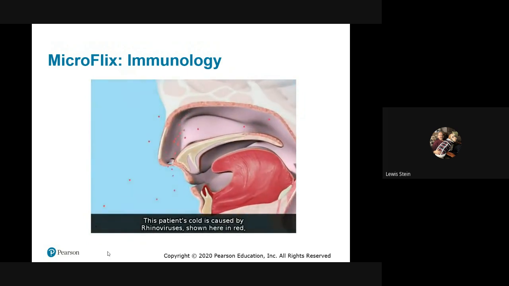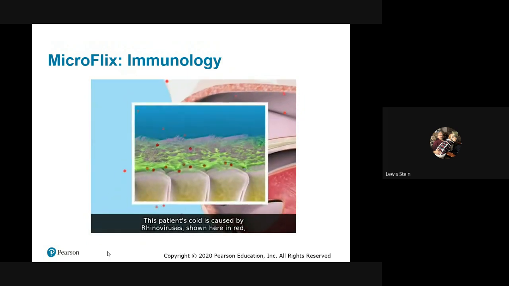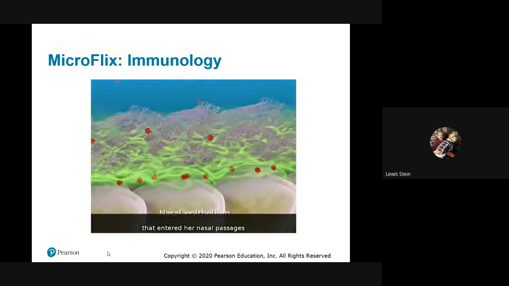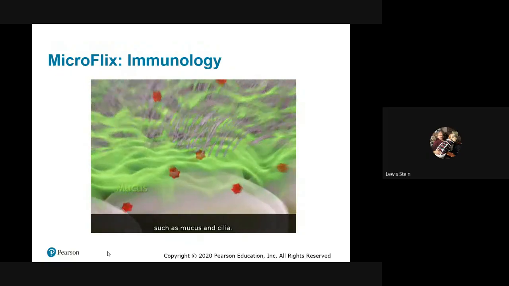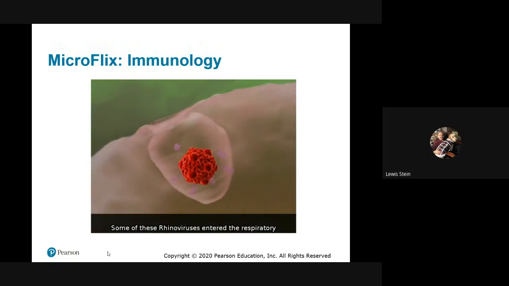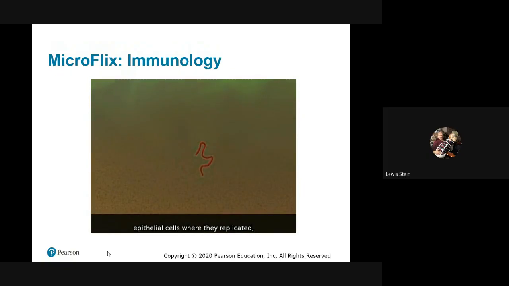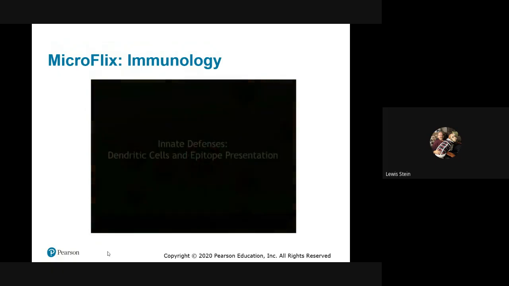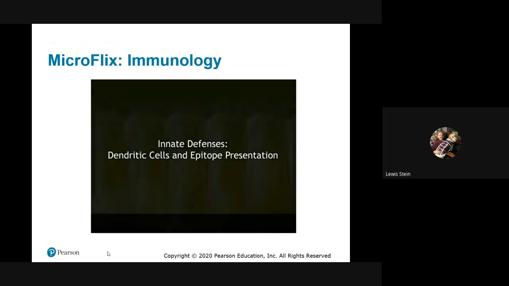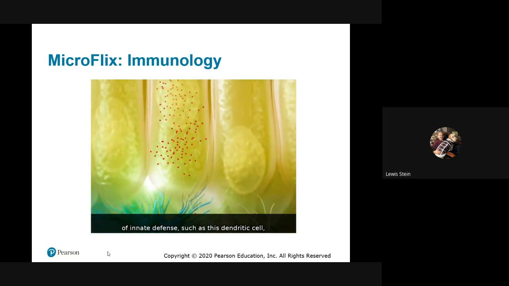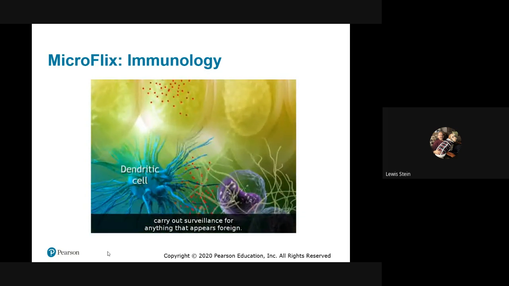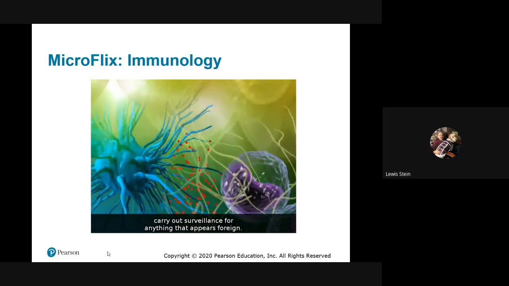This patient's cold is caused by rhinoviruses, shown here in red, that entered her nasal passages and escaped the first-line innate defenses such as mucus and cilia. Some of these rhinoviruses entered the respiratory epithelial cells where they replicate, releasing more rhinoviruses into the patient's nasal passages and tissue fluids. In the tissue fluids, cells of the second line of innate defense, such as this dendritic cell, carry out surveillance for anything that appears foreign.